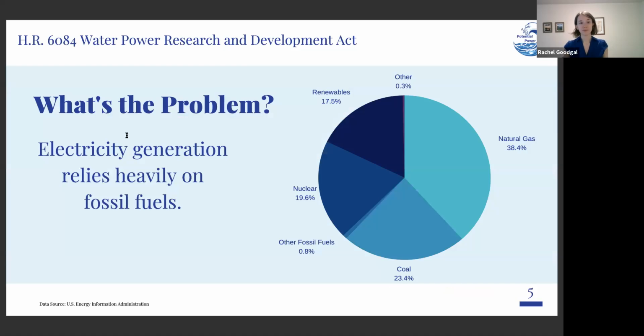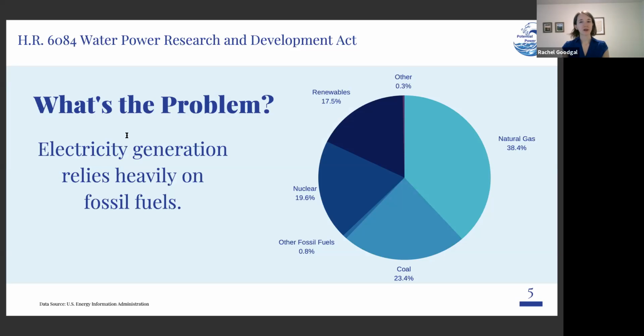So what's the problem? Why do we need this bill? Well, as you can see, renewable energy, which includes hydropower, makes up only about 17% of our electricity mix. On the other hand, fossil fuels, specifically coal and natural gas, are the sources for well over 60% of the electricity generated in the United States. Both of these fuels contribute to global climate change when combusted.